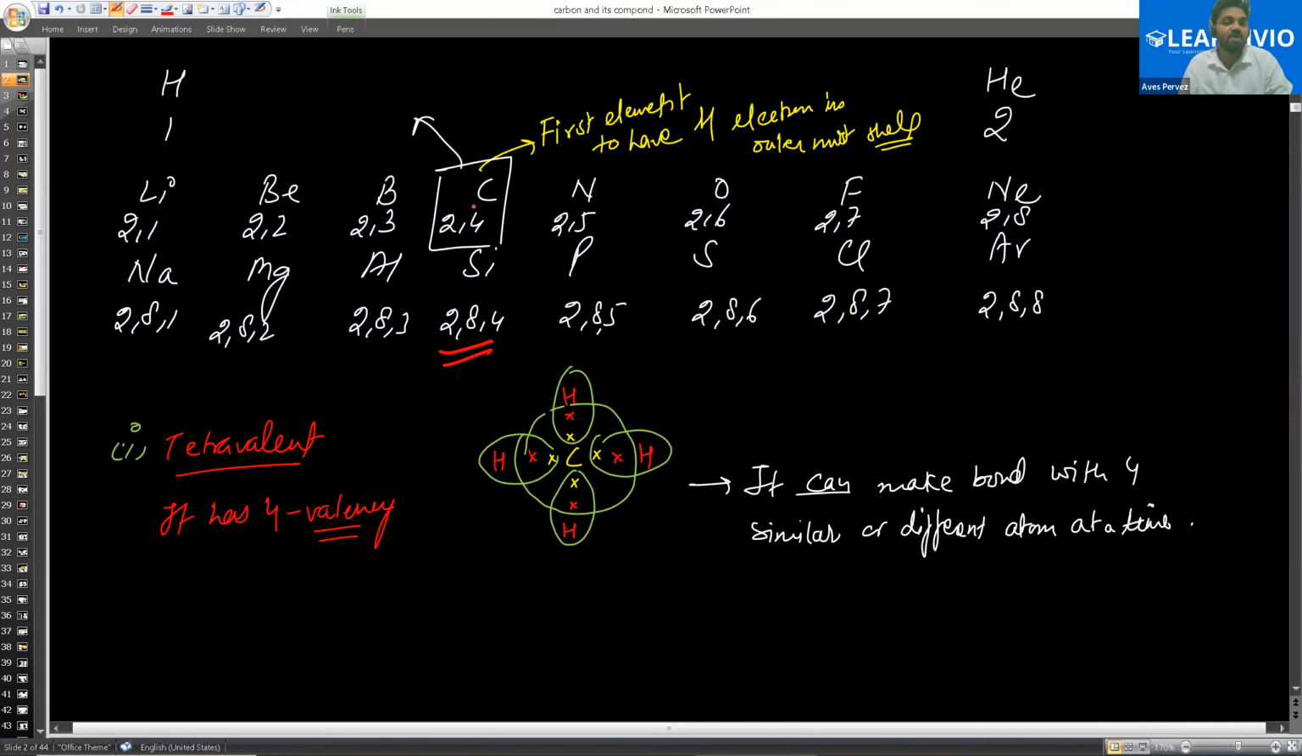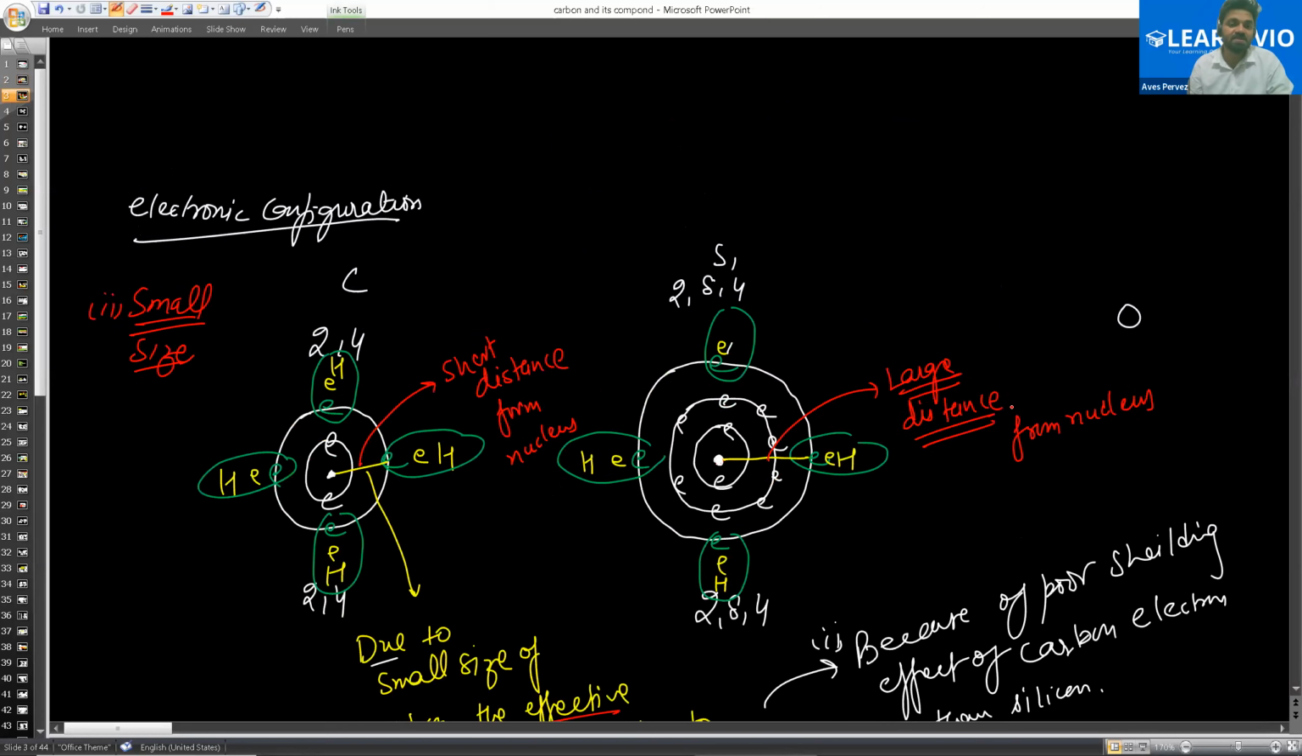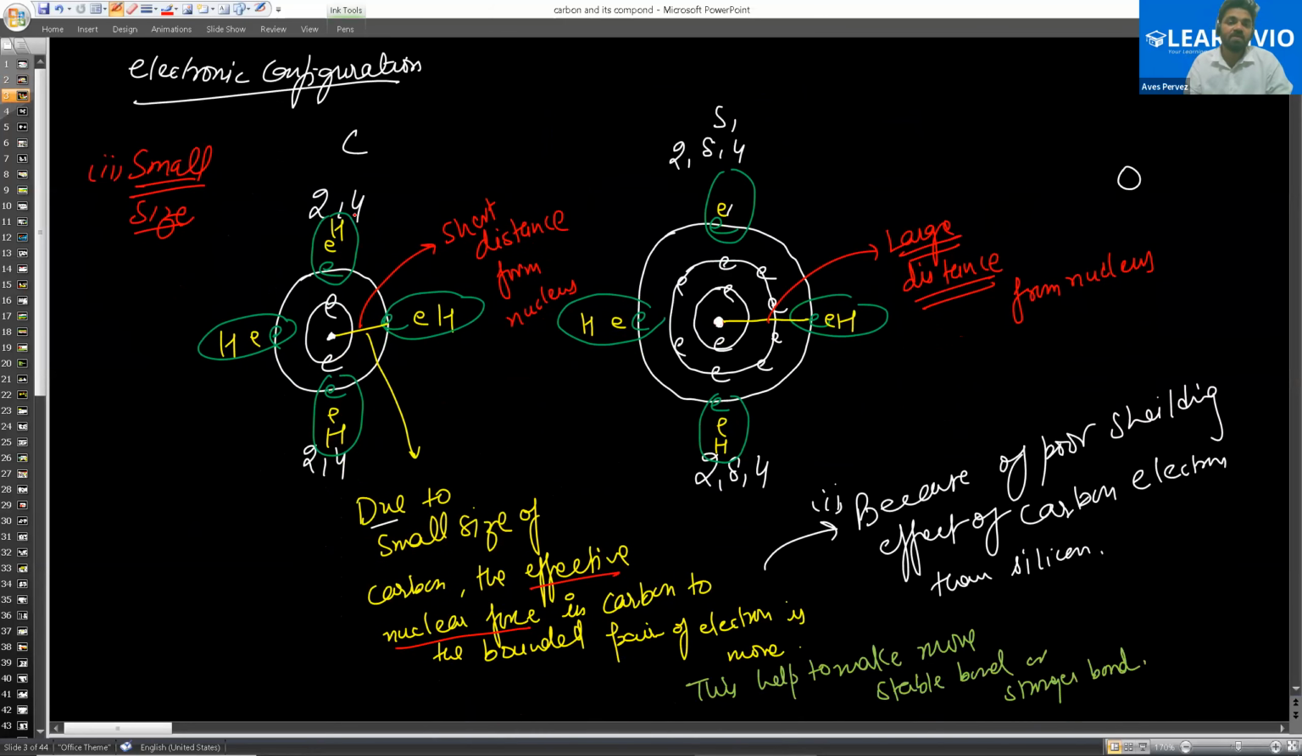Carbon is the first one which has four electrons in its outermost shell, and it requires four electrons to complete its octet. So it can make four bonds. It has tetravalency, and it can make bonds with four similar or different kinds of atoms at a single time. The second one is the small size. If I'm comparing it with this one, you can see that it has a small size.